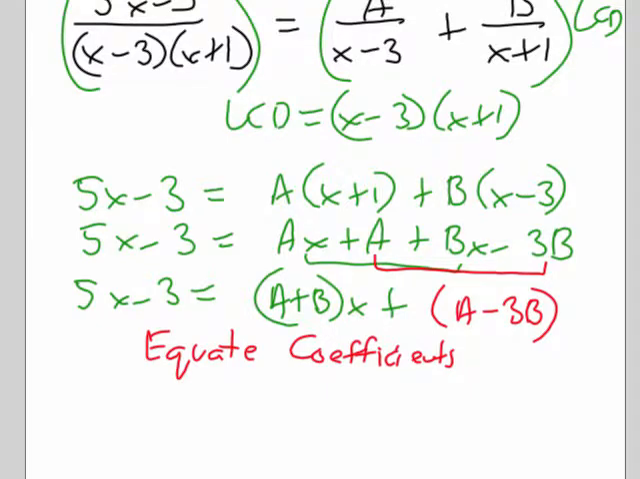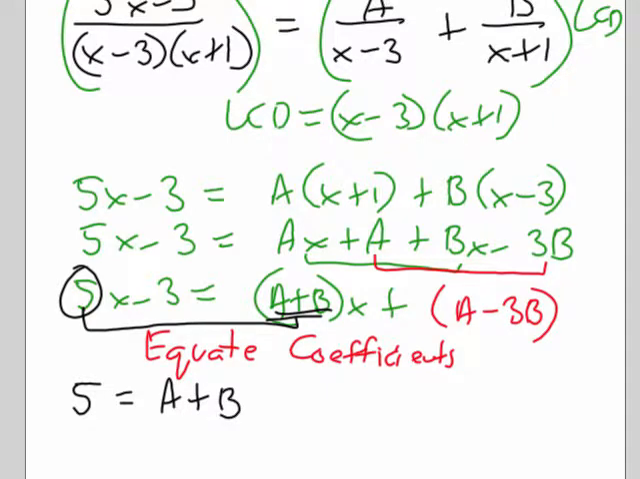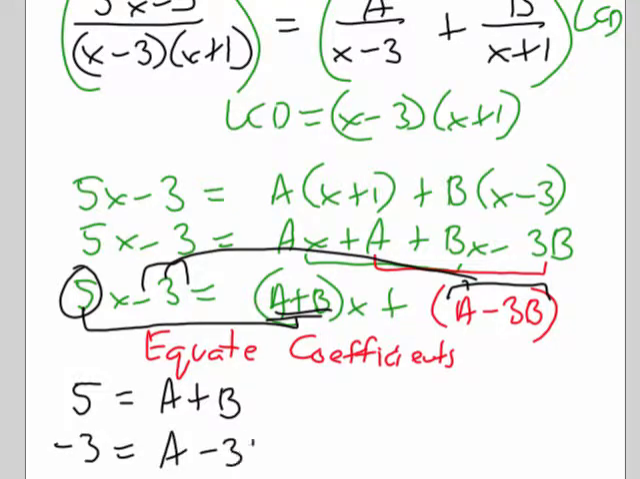If 5x minus 3 equals what I have on the right, then the 5 must be the value of a plus b. So 5 equals a plus b. And this constant must be the value of a minus 3b. So negative 3 equals a minus 3b. And what I have now is a system of equations to solve for a and b that will give us the numerators on my partial fractions.